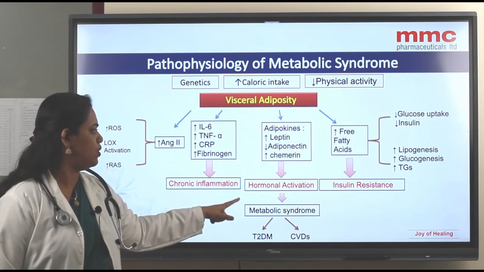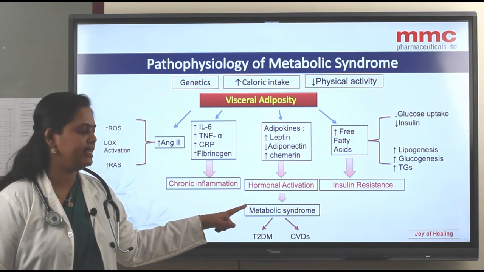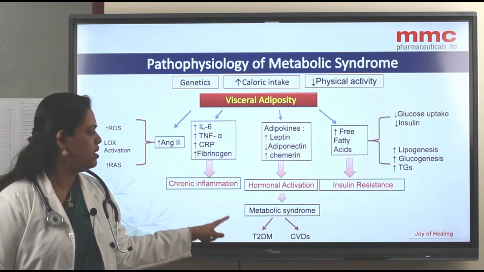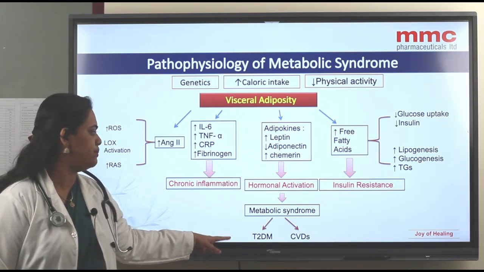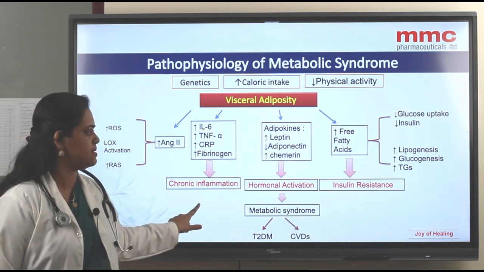Chronic inflammation, neurohormonal activation, and insulin resistance are the key essential players for transition of metabolic syndrome to type 2 diabetes mellitus and cardiovascular diseases.